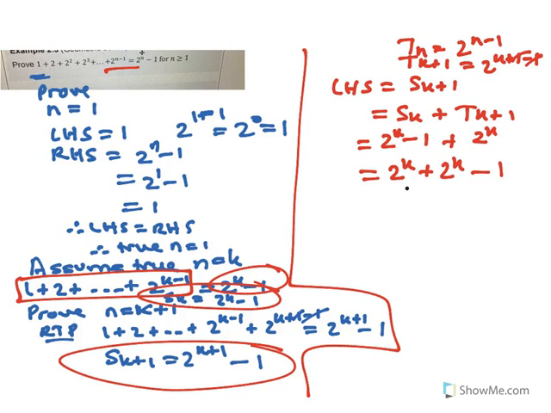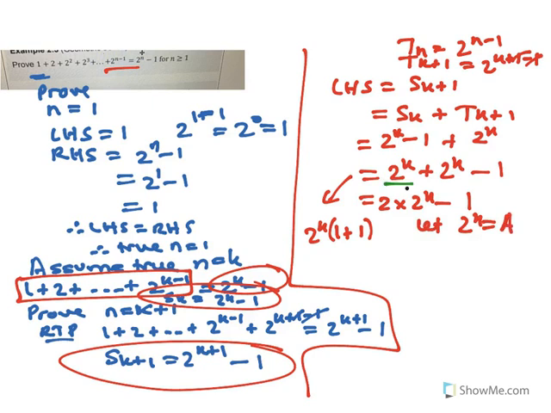This is like 2 lots of 2 to the k, minus 1, or you could factorise out the 2 to the k and see that it is 2 to the k times 1 plus 1. If you let 2 to the k equal a, it's easier to see as well that that would be a plus a minus 1, which is 2a minus 1. So it's 2 times 2 to the k minus 1. You put it back in.